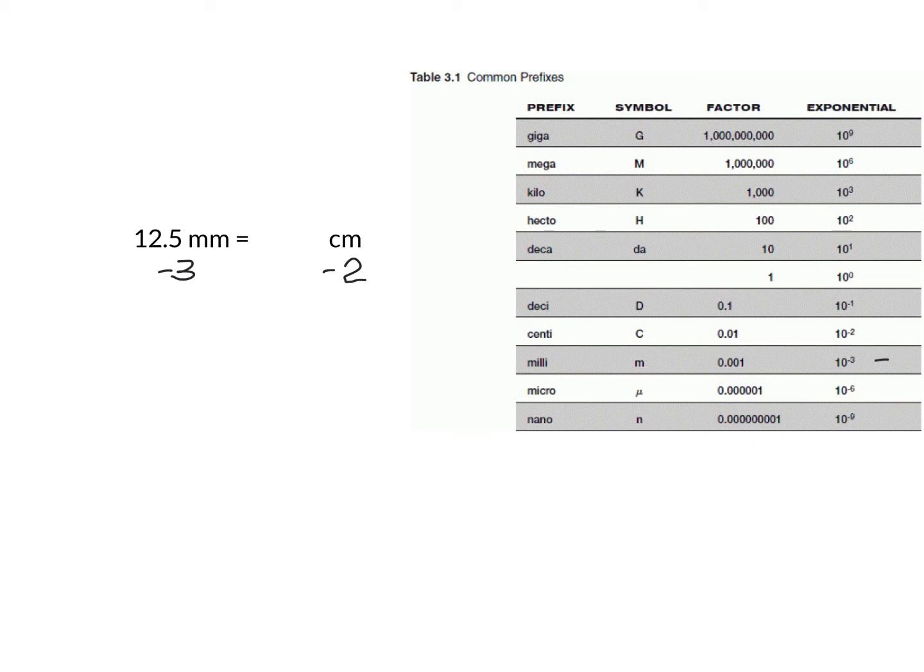I then need to move my decimal towards the smaller number. And the distance between 3 and 2 is 1, so I would just move my decimal 1 place over. In this case, I find that 12.5 millimeters, when I move the decimal 1 place towards the left, is equal to 1.25 centimeters.